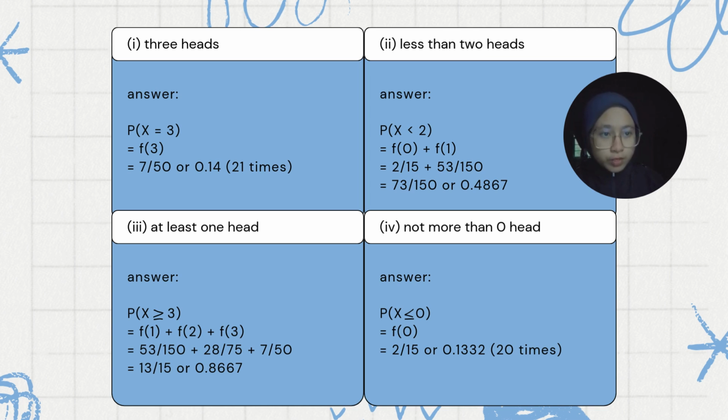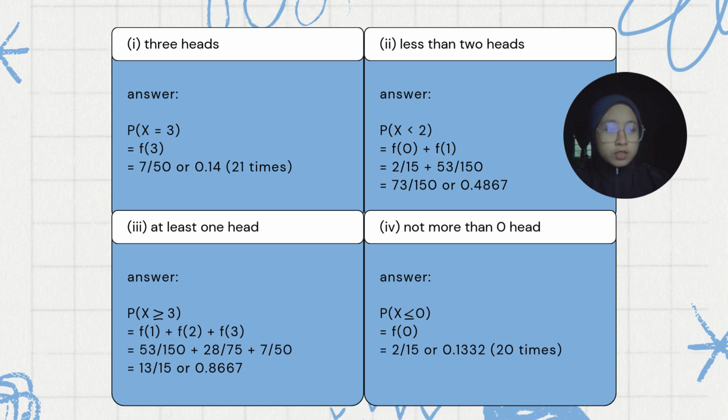Next, we want to find the probability at least 1 head appears. First, we need to write probability X more than or equal to 1. The information already gives that 3 heads appear 21 times, 2 heads appear 56 times, meanwhile 1 head appears 53 times. So we need to add f1 plus f2 plus f3, and we will get the probability at least 1 head, which is 0.8667.